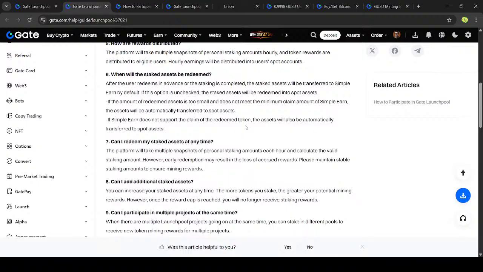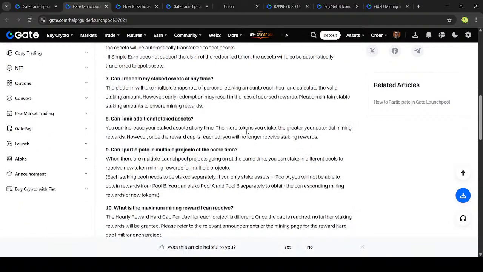So when will the staked asset be redeemed? After the user redeems in advance or the stake is complete, the staked asset will be transferred to Simple Earn by default. If this option is unchecked, the staked asset will be redeemed into spot assets. If the amount of the redeemed asset is too small and does not meet the minimum claim amount for Simple Earn, the asset will be automatically transferred to spot assets. If Simple Earn does not support the redeemed token, the asset is also automatically transferred to spot assets guys.